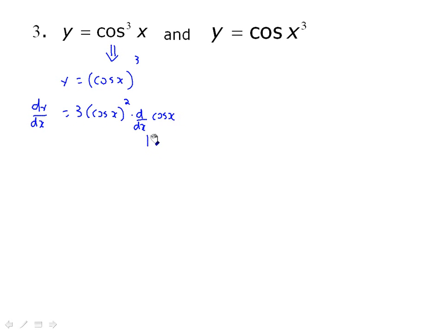So the derivative of cos x is negative sine x. And now we put the whole thing together. dy dx is equal to 3, negative 3, because we have that negative in front. And then we have cos squared x. So I'll put the exponent back where it belongs because I'm done with it. And then multiplied by the sine of x.